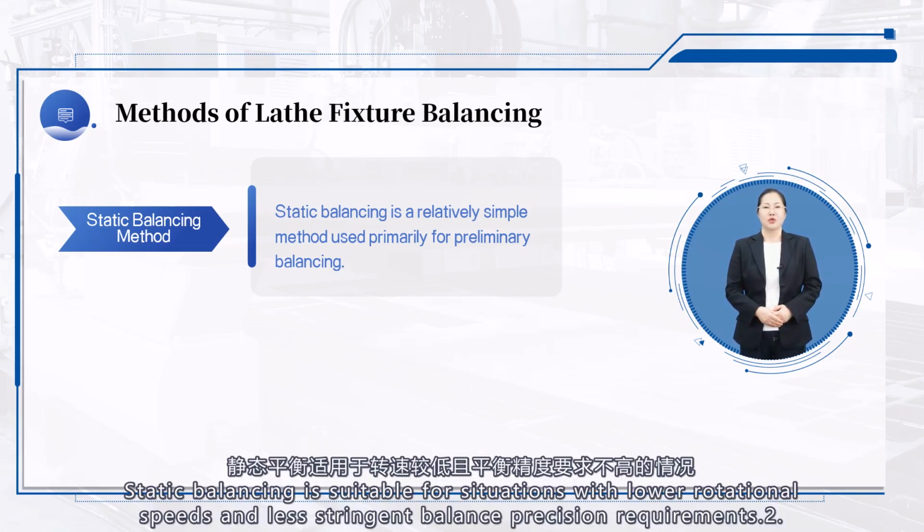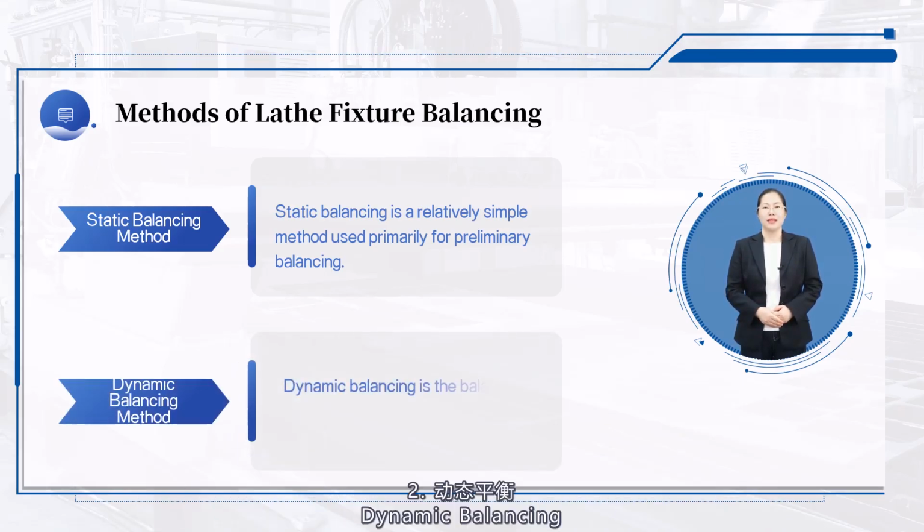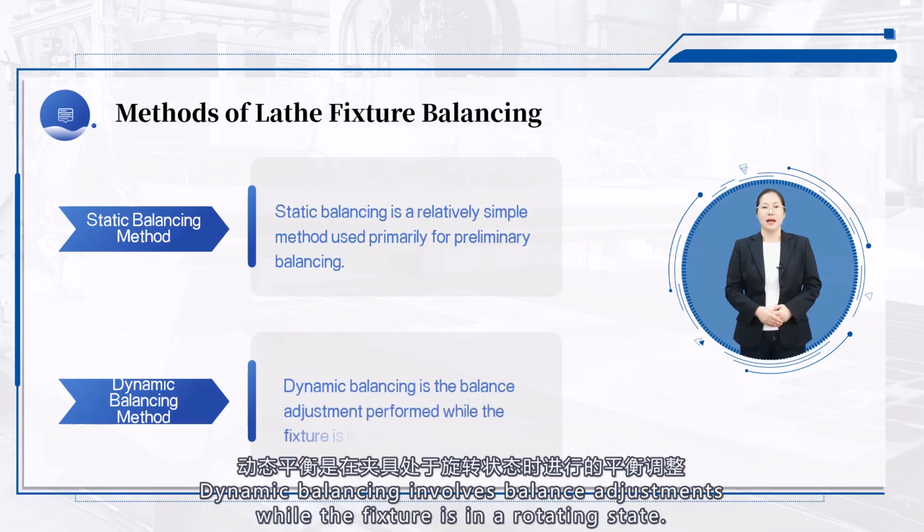Static balancing is suitable for situations with lower rotational speeds and less stringent balance precision requirements. 2. Dynamic balancing. Dynamic balancing involves balance adjustments while the fixture is in a rotating state.